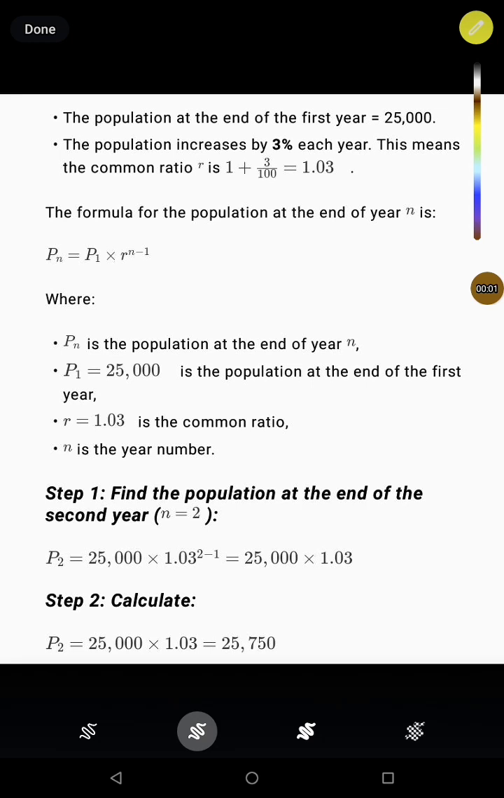Now on to the next question. They said the adult population at the end of year 1 is 25,000, and the population increases at the end of each year by 3%. Then the common ratio is going to be, if it is decreasing, that's how we go about it. If they are not increasing and not decreasing, then it will just be the way it was, 100%. We were 25,000 last year, and this year we are still 25,000.